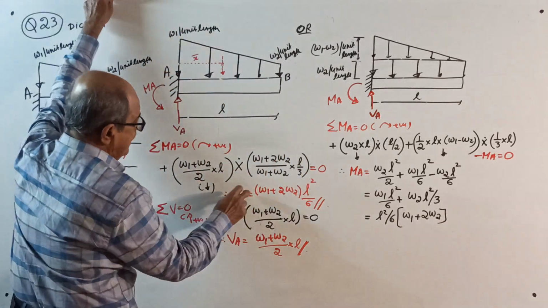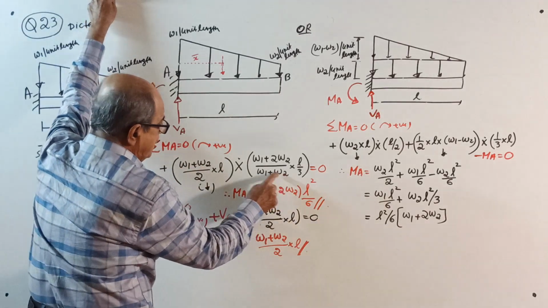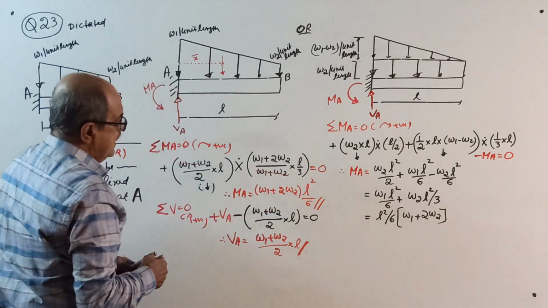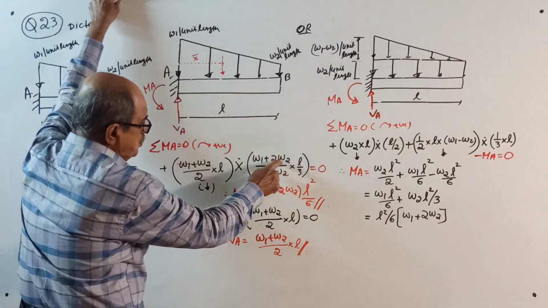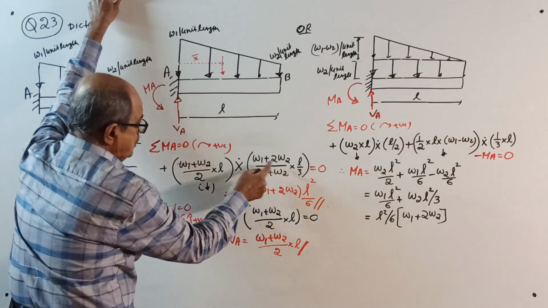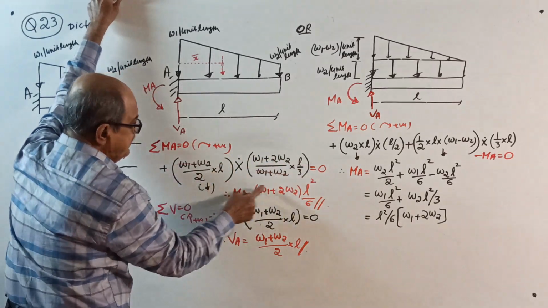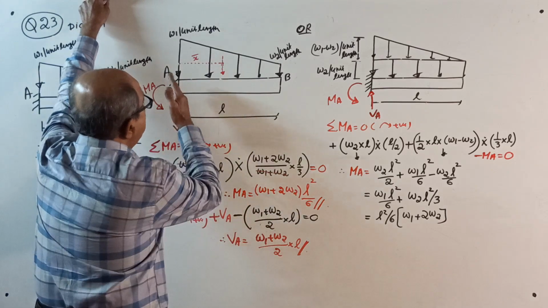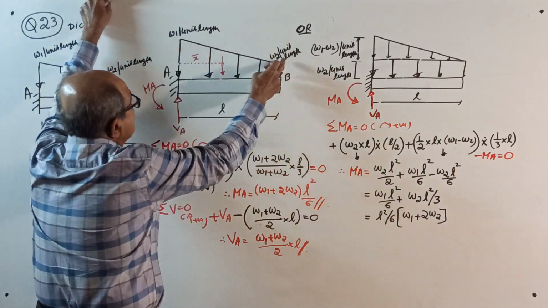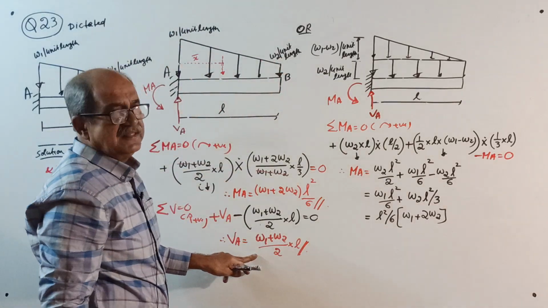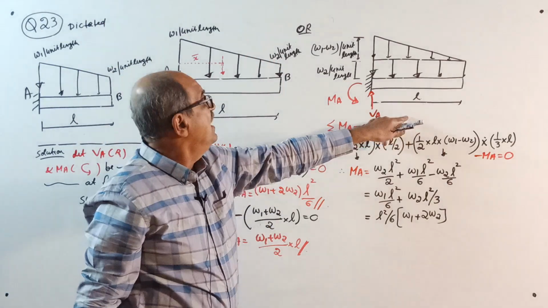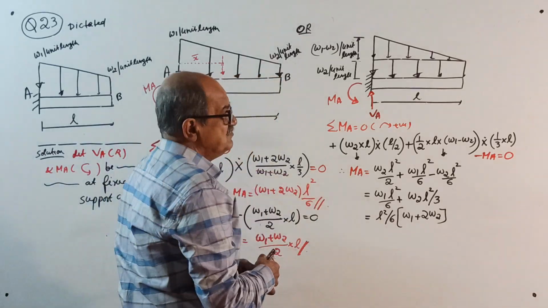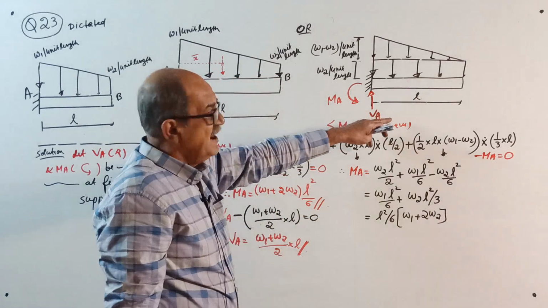So MA will come. See, W1 plus W2 and W1 plus W2 will cancel. Therefore, what remains? W1 plus 2W2 into L square by 6 is the answer. Now, sigma V equal to 0, upward positive, plus VA minus total load W1 plus W2 divided by 2 into L equal to 0. You get the value of VA. Neatly enter the answer a little later, not now.